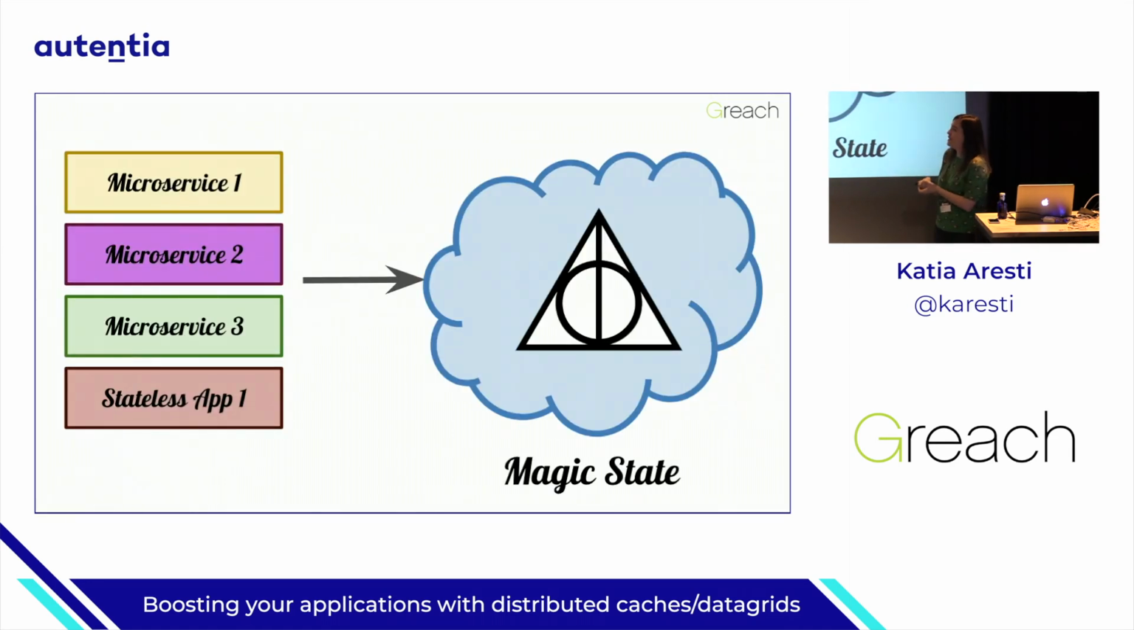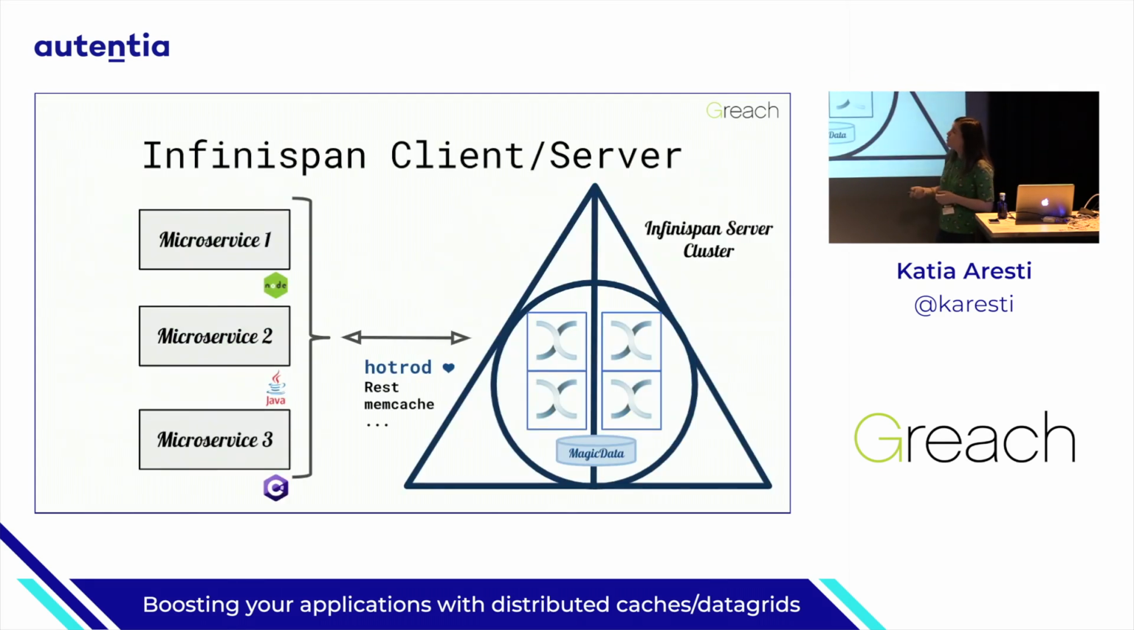So if I have stateless microservices, how can I achieve this magic state? Because state already exists in stateful applications. It's just not embedded in your application, it's somewhere else. So how can we be really performant and really fast? We can use Infinispan in client-server mode.